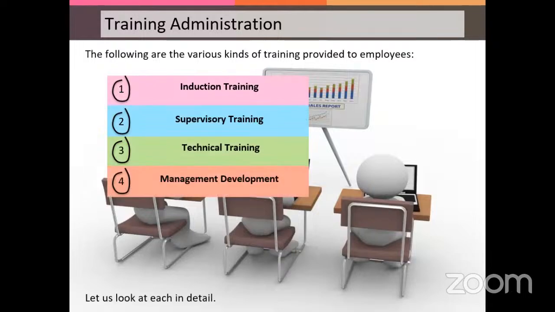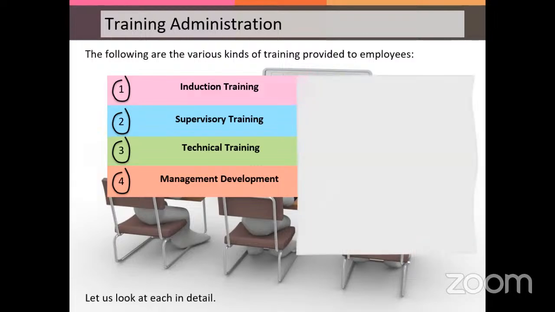which is training administration. The following are the various kinds of training provided to employees. Remember that we're still looking at retention strategies. So the following are the processes you could use for training. Of course, you understand that training is key to retention. So you have induction training, supervisory training, technical training, and management development.